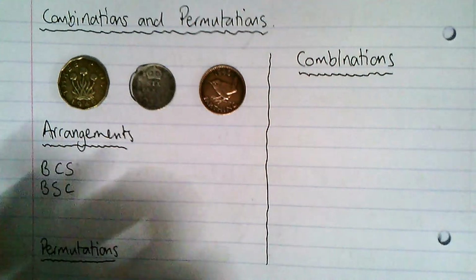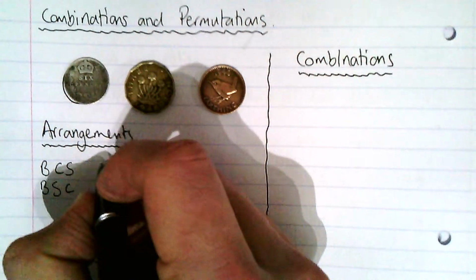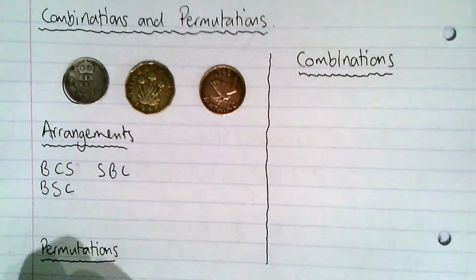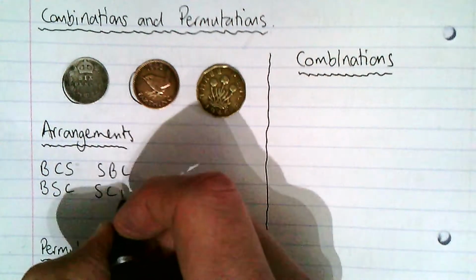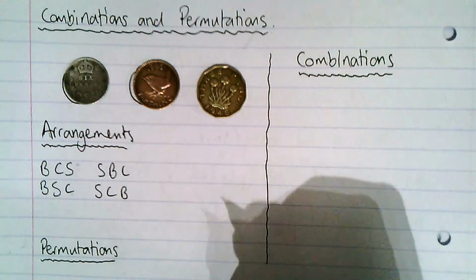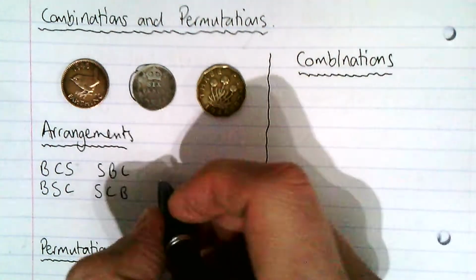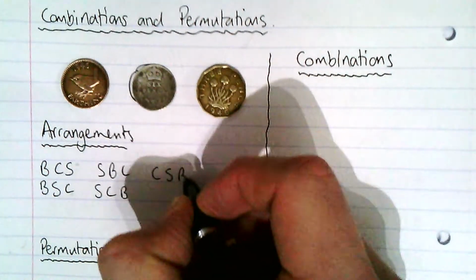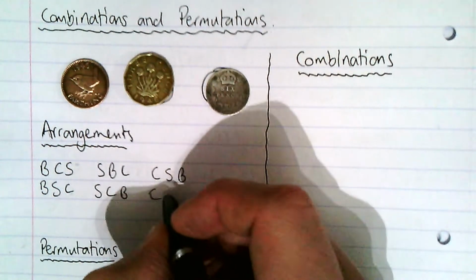I could also do it so that the brass isn't at the start, so let's put the silver at the start instead. So I could have silver, brass, copper. I could swap those 2 around and have silver, copper, brass, and I can do it one more way, so I could have the copper at the start. So then I've got copper, silver, brass. Swap those 2 around. I could have copper, brass, silver.